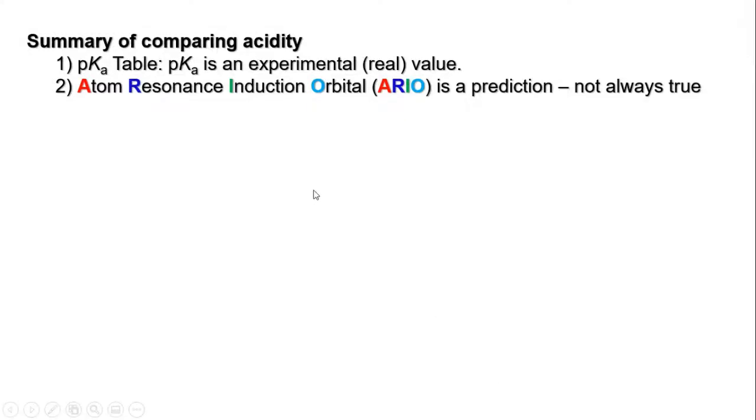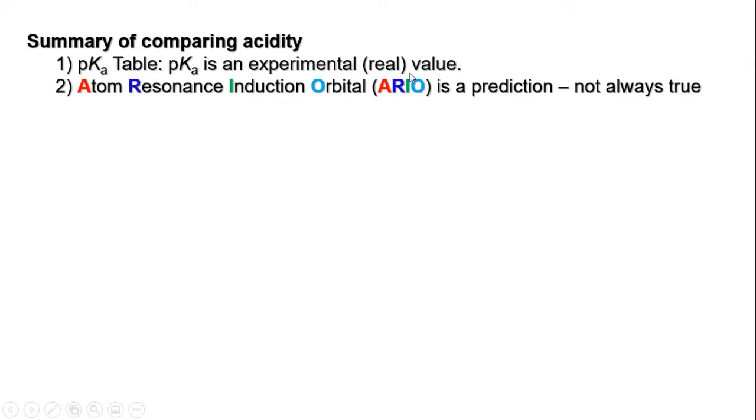Okay, all right. Now we're gonna summarize how we compare the acidity of an acid. When you get a bunch of acids and you have to compare their acidity, first off, if you know the pKa value, go with the pKa value, because pKa is an experimental value. It's real. Use that first.